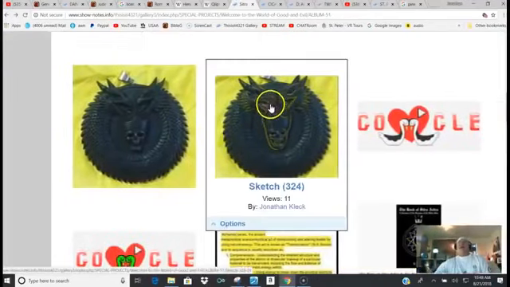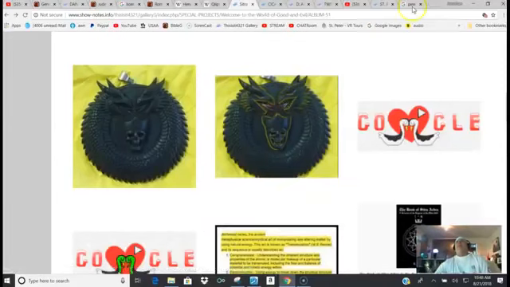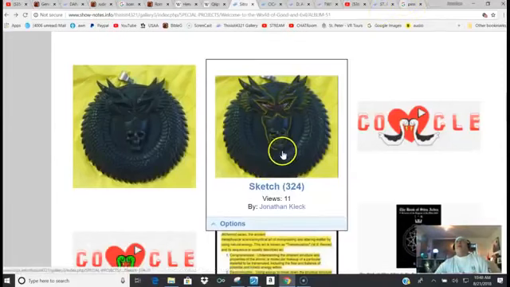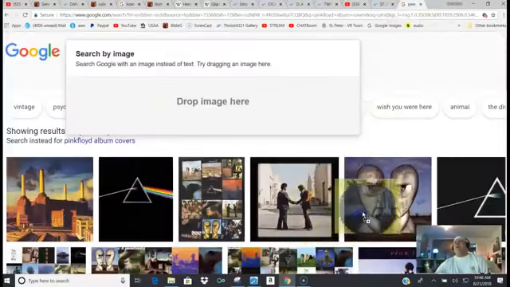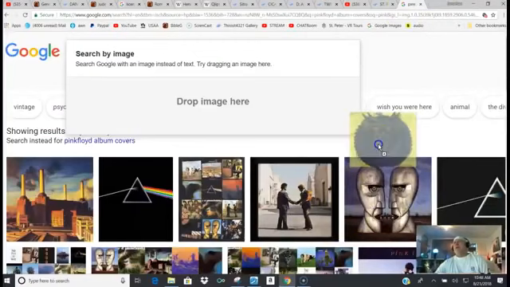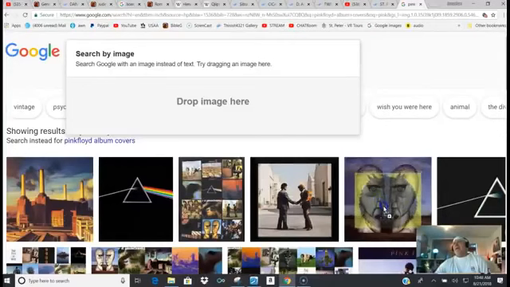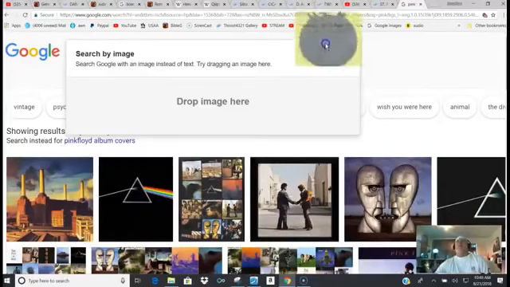That's the face of a dragon. That's the eye right there. There's the eye right there. There's the nostril, the mouth, and there the horns are on both sides of the dragon's head. This is no different than the Pink Floyd thing. Watch, I'll drag this into here. This is no different than that. It's the same exact thing as Pink Floyd. Absolutely the same.